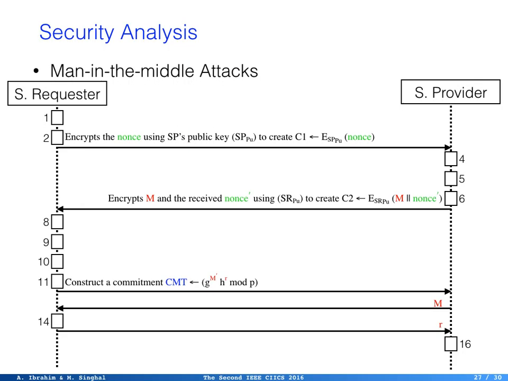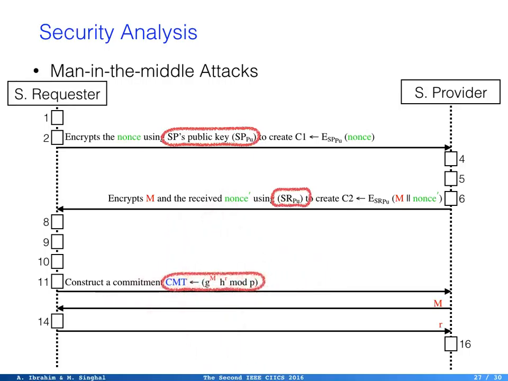A man-in-the-middle attack usually takes place during message exchange between the sender and the receiver. In our proposed protocol, it is prevented because an attacker cannot decrypt messages C1 and C2 and cannot receive any useful information from them and cannot construct a valid message that can replace either.